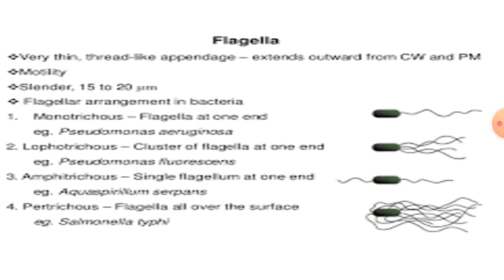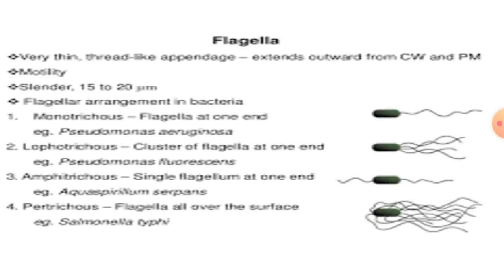As I told you in the beginning slides, now we are discussing the outer cell organelles present outside the cell wall. Of them, flagella are very important. Flagella are locomotory organelles. They are very thin, thread-like appendages. They extend outward from the cell wall and plasma membrane. They are very slender structures, ranging 15 to 20 micrometers only.